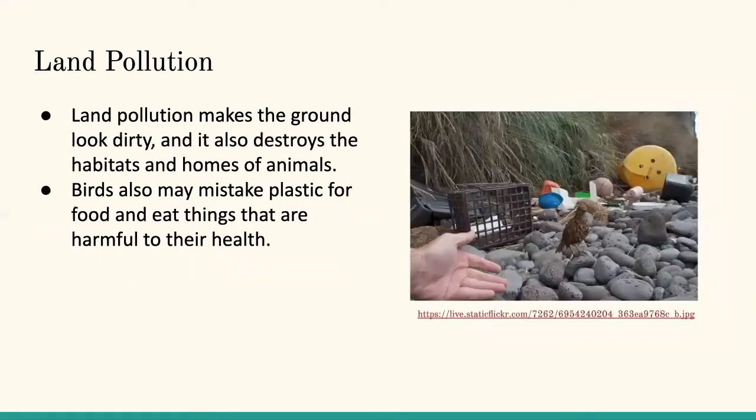Land pollution makes the ground look dirty, and it can also destroy the habitats and homes of animals. Birds also may mistake plastic for food and eat things that are harmful to their health. In our picture to the right, we have a bird seemingly living amongst trash. There could be anything here, food to non-food, that the bird will mistake and eat, both of which are harmful to his health.